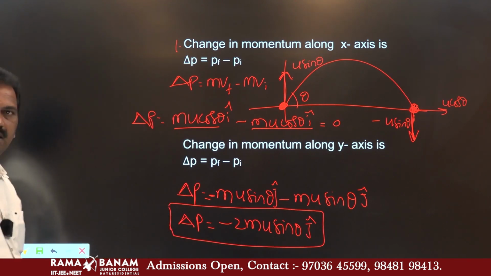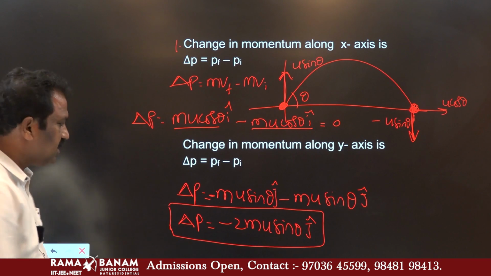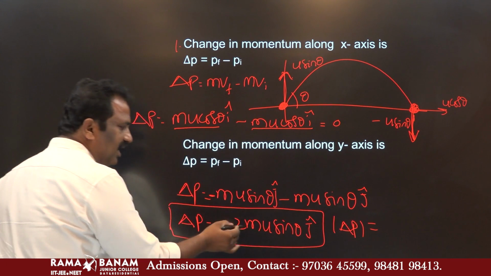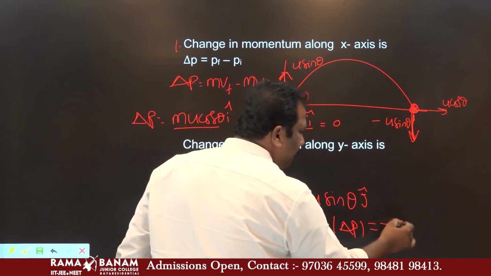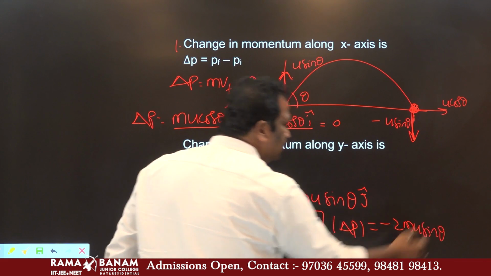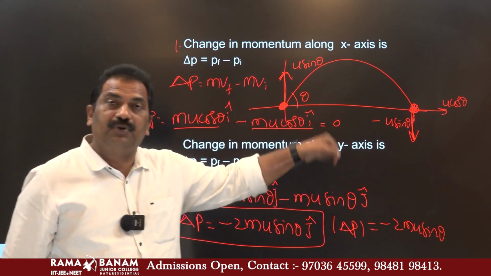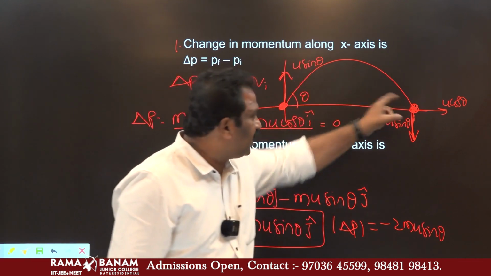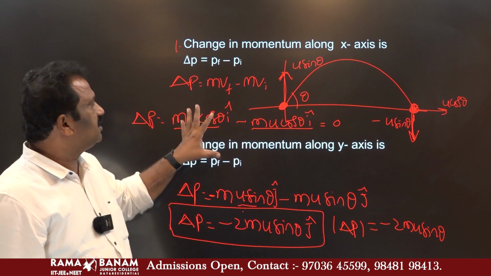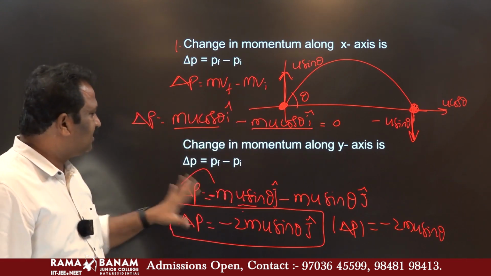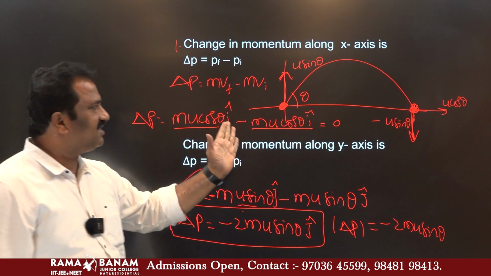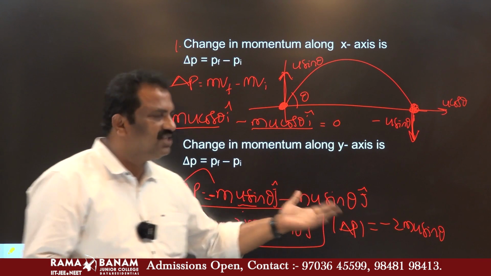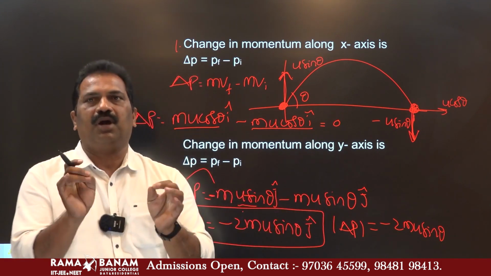If we write the magnitude of the change in momentum, delta P is equal to minus 2 mu sin theta. Here the negative sign indicates the direction is opposite to the direction of motion of the body. So this is about the change in momentum along the x-axis and y-axis. Along the x-axis it is 0, along the y-axis it is minus 2 mu sin theta. By using this formula, we can easily solve the problem.